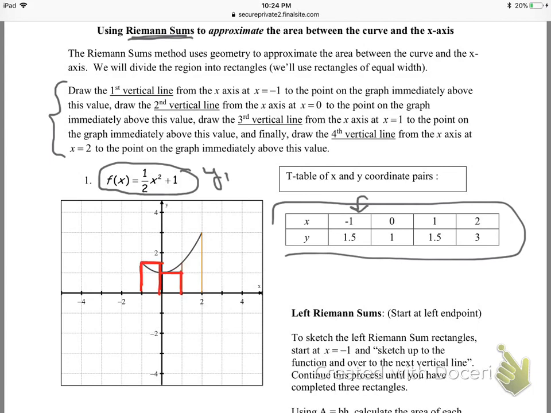Next, I go to the 1 value for x. I come up. Okay, let me just do that again.